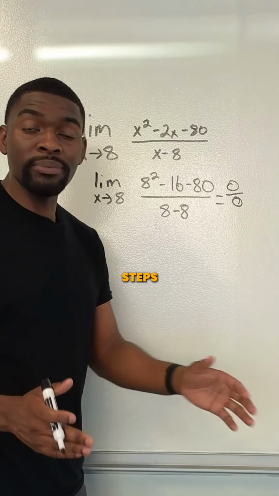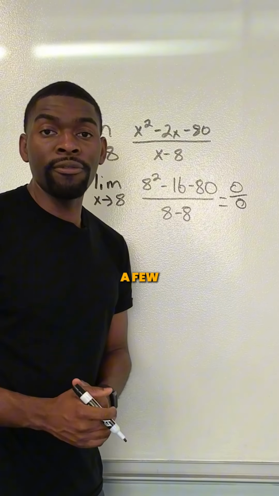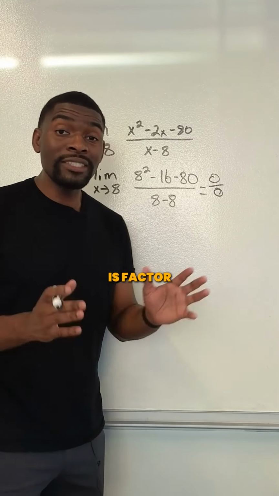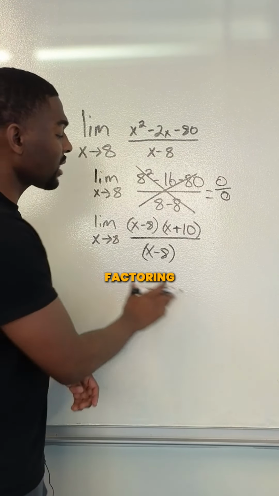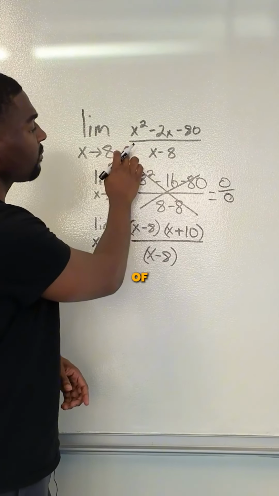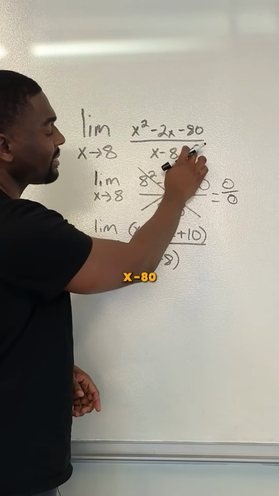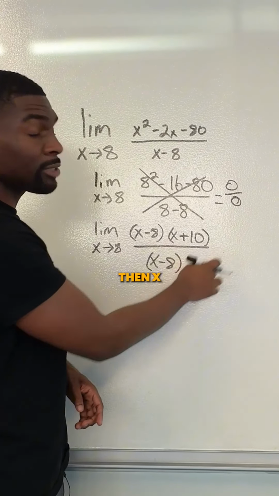And there's quite a few steps that we can move forward with. I'm going to list out a few of them now. The first thing we could do is factor, and that's actually how you would approach and solve this problem. Once we factor this, the factors of x squared minus 2x minus 80 will be x minus 8 and x plus 10.